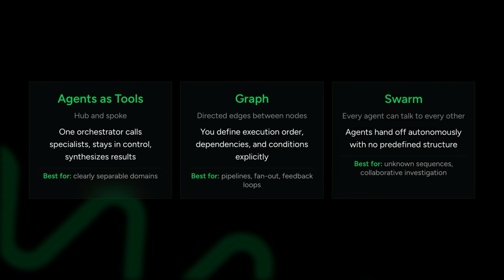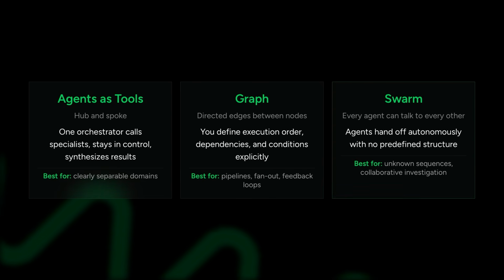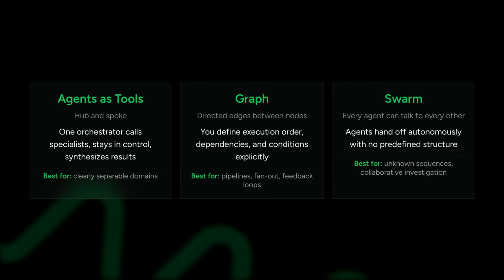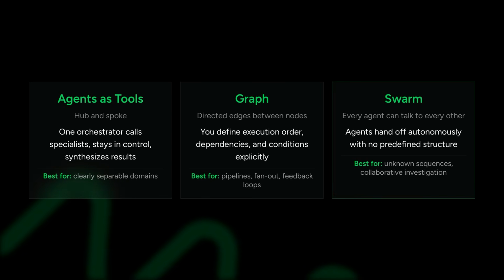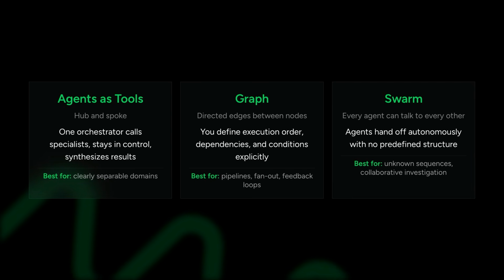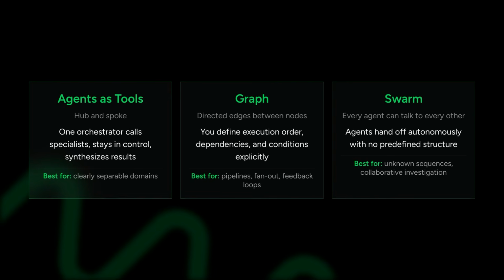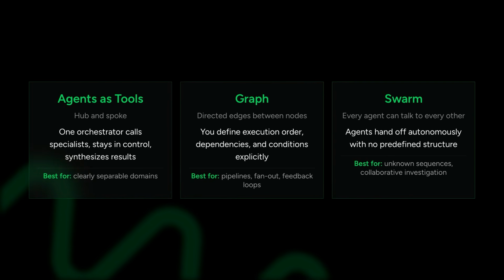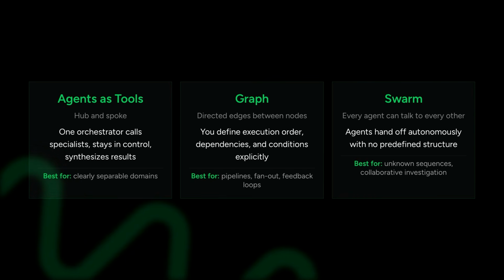And finally, swarm. Each agent can talk to every other agent. Agents hand off autonomously with no predefined structure. Use this when the optimal sequence isn't known in advance, like collaborative investigation where agents build on each other's discoveries. The mental model I use: if you can draw the workflow on a whiteboard, use a graph. If you can have a clear manager specialist relationship, use agents as tools. If you need the team to figure it out together, use a swarm.